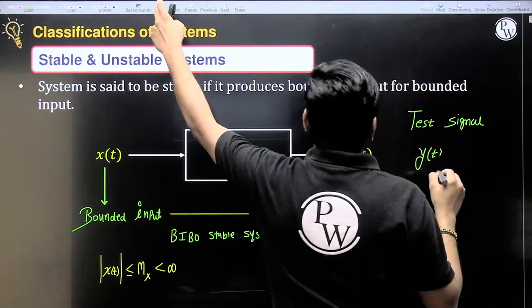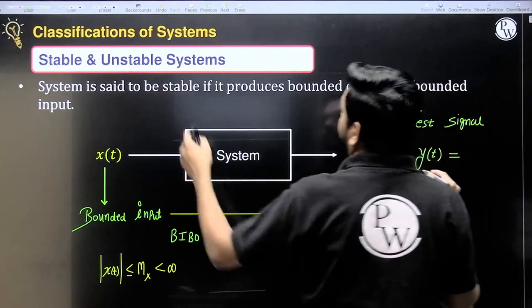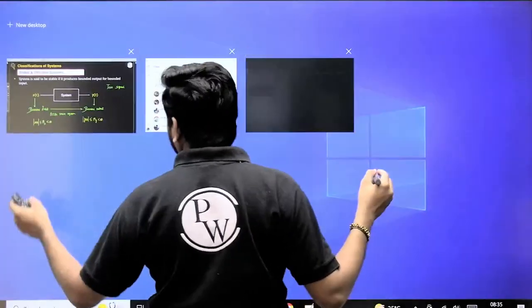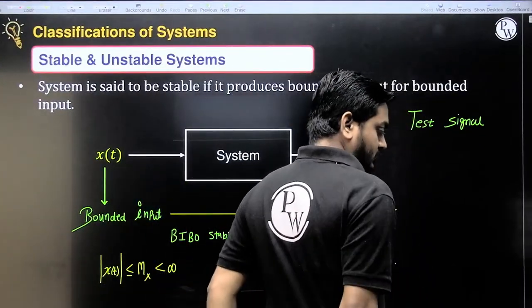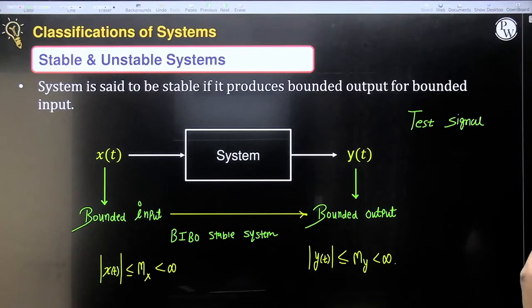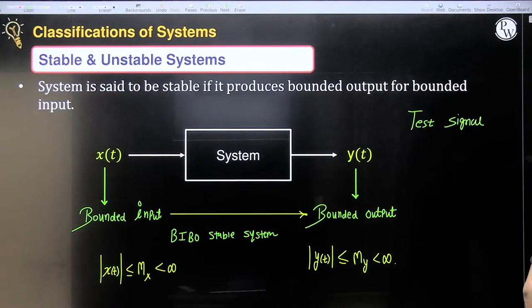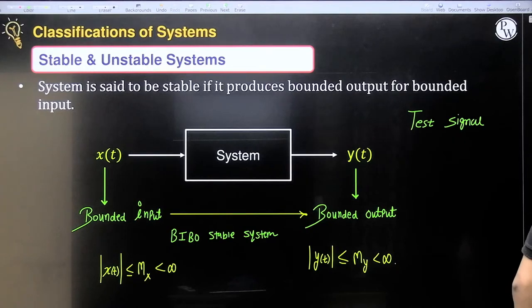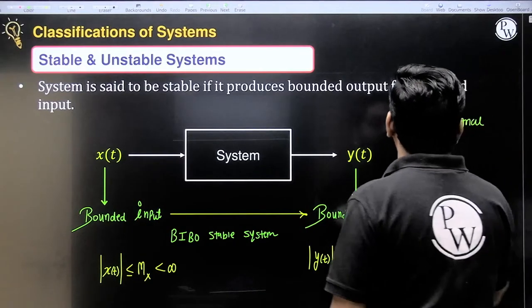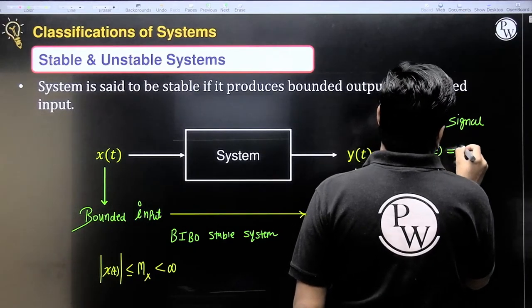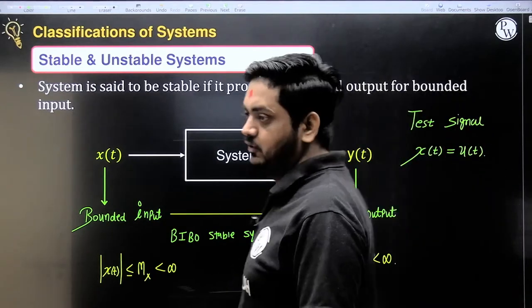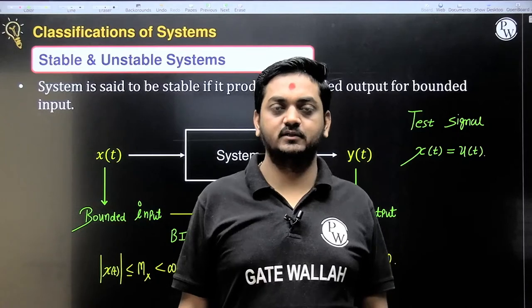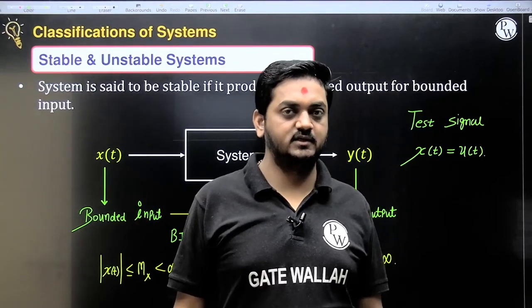y of t is equal to x of t, not y of t, input signal x of t. Take x of t is equal to u of t, the unit step function, and for discrete time u of n. Unit step function is the best test signal, guys, to check the system stability.